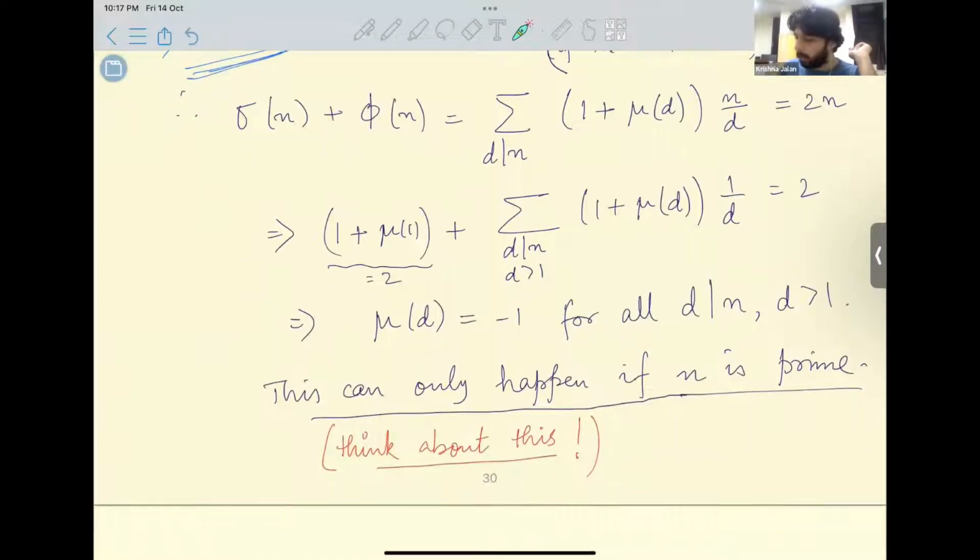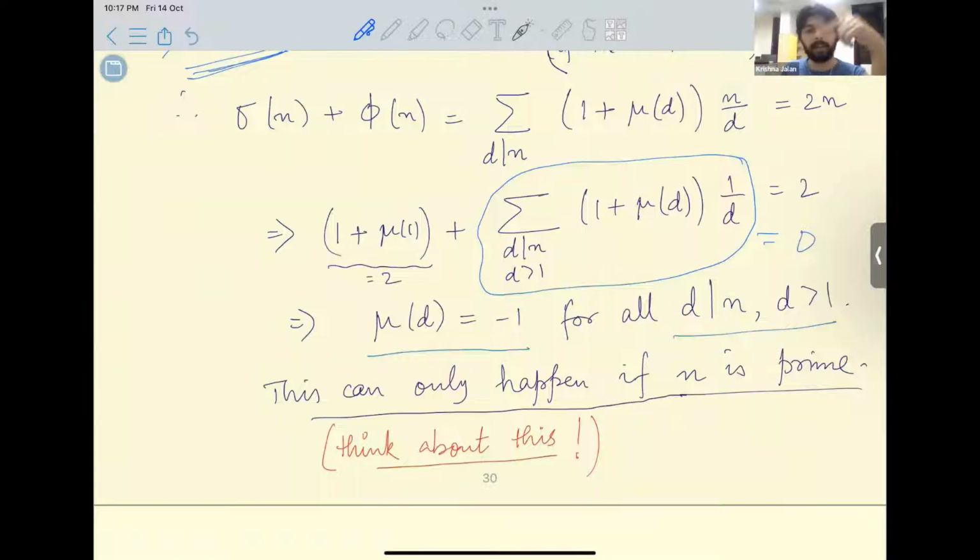So this sum has to be equal to 0. But when can this be 0? If mu of d is equal to -1 for all d dividing n and d is greater than 1. And if you think about it a little, this can only happen if n is a prime to begin with.